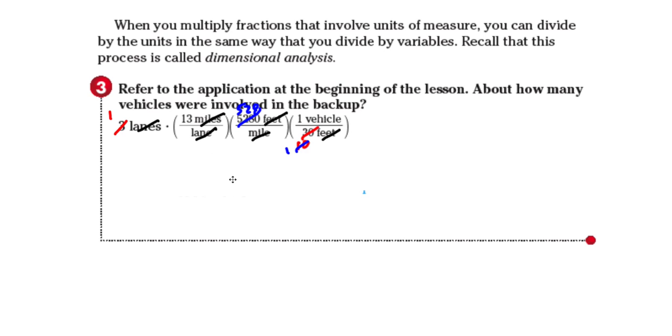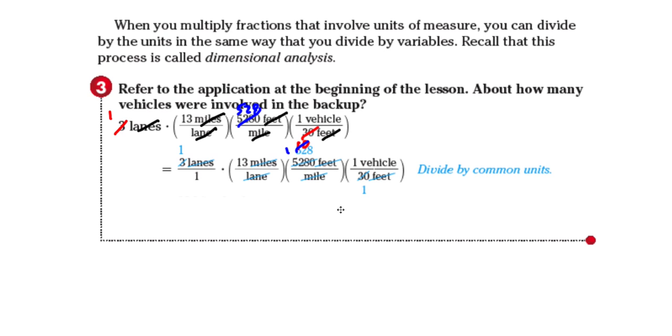Okay, and if you notice, if you do that, this is what happens. You end up with multiplying 528 by 13. And the only unit left is vehicle. All the other units have been canceled out. So you're left with 13 times 528, which will give you 6,864 vehicles. So the backup involved around 6,900 vehicles, rounded to the nearest hundreds place.